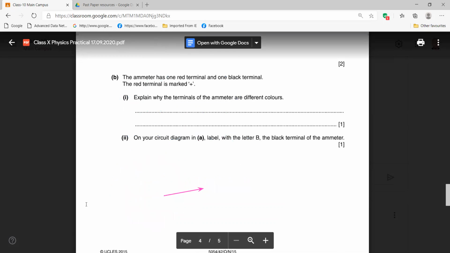Now, part b. Yeah, Ahnaf, continue. The emitter has one red terminal and one black terminal. The red terminal is marked plus. Explain why the terminals of the emitter are different colors. Because they signify different charges. As red has positive charge, the black one has negative charge, so we don't get it mixed up. Yeah, that is one thing.